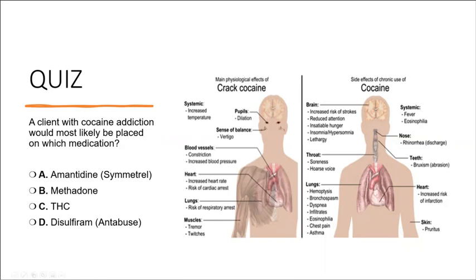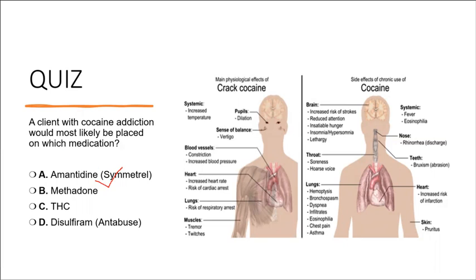Okay, you want to use your decision tree on this question. So I know my correct answer would be amantadine or Symmetrel, which is a drug used for addiction to cocaine. It's actually classified as an anti-Parkinsonian drug, and it gives clients with this addiction a substitute for the neurotransmitter dopamine. So my correct answer is A.